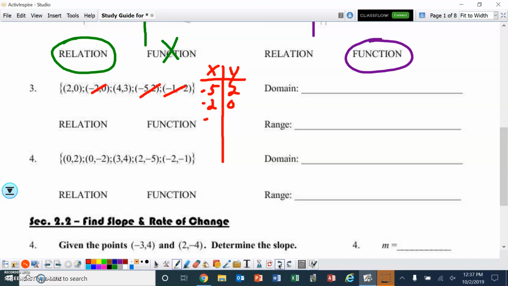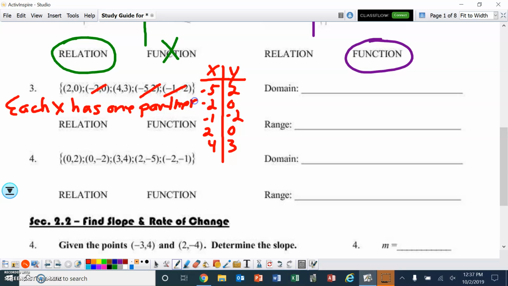Is that -1, -2? And then we've got 2, 0. And we have 4, 3. So looking at the x values, okay, each x has one partner. Well, yes, -5 has one, -2 has one, -1 has one, 2 has one, and 4 has one. So more specifically, this is a function because each x value has one partner.